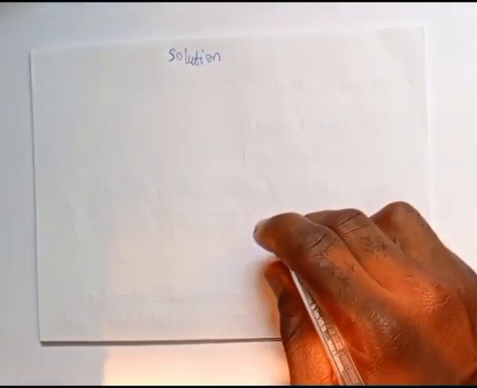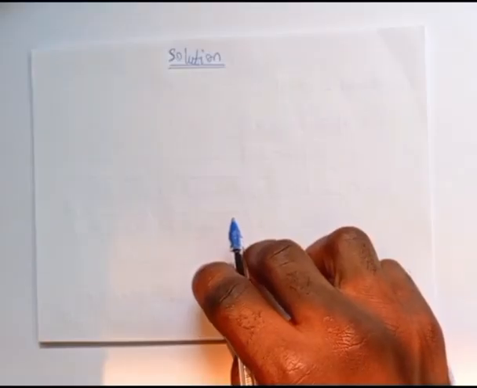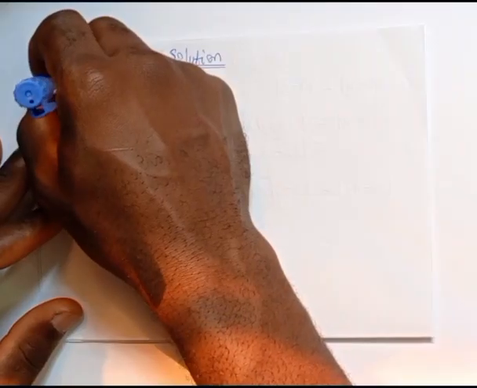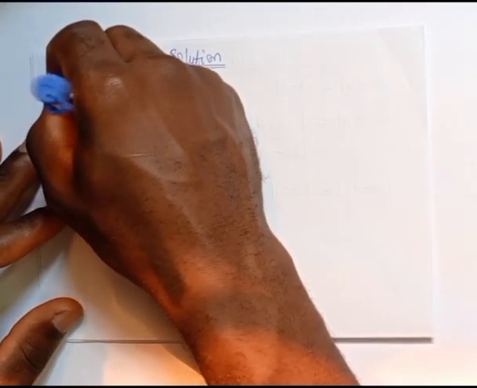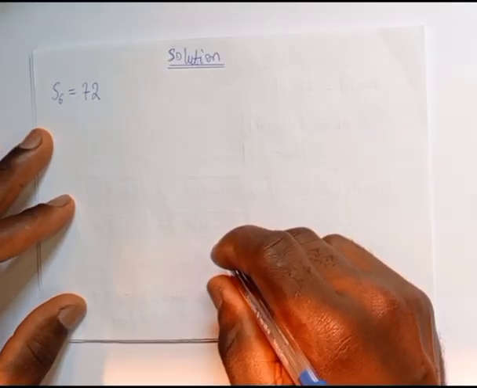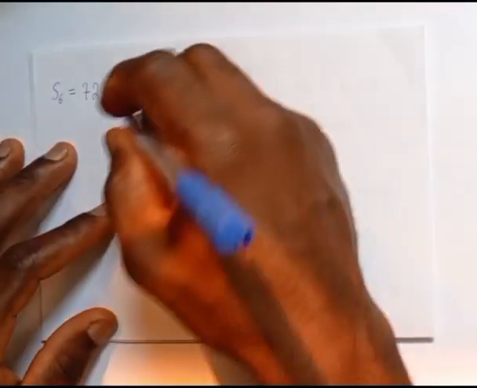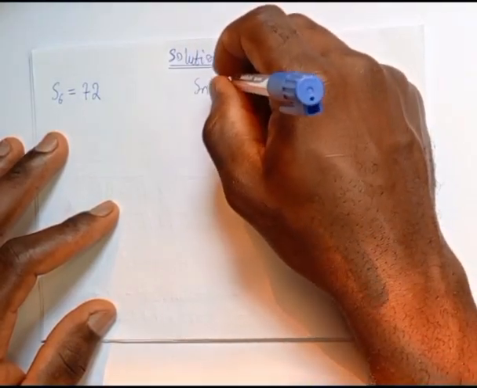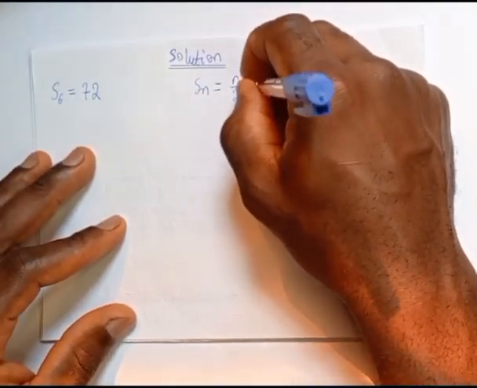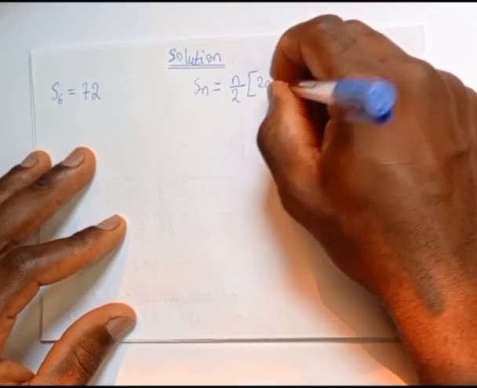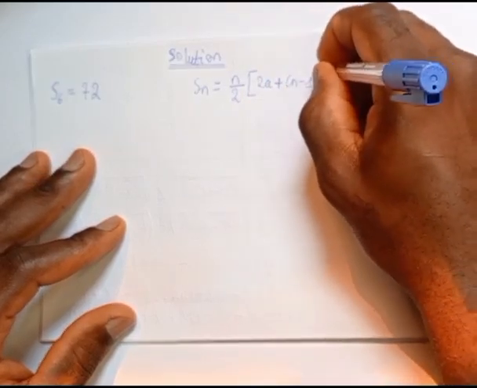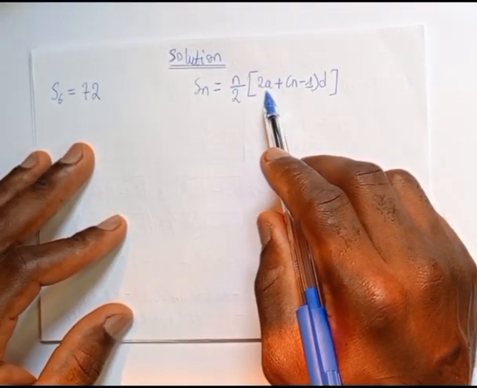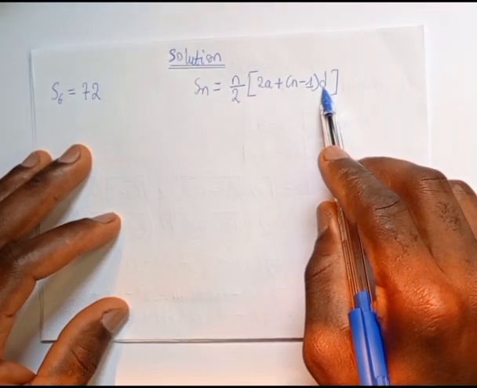This is a question on sequences and series. From the question, we have been told that the sum of the first 6 terms of an AP is 72. S6 is equal to 72. That means the sum of the first 6 terms. We know the sum of the terms of an AP is given by Sn equal to n divided by 2 times 2a plus n minus 1 times d, where n stands for the number of terms, a stands for the first term, and d stands for the common difference.